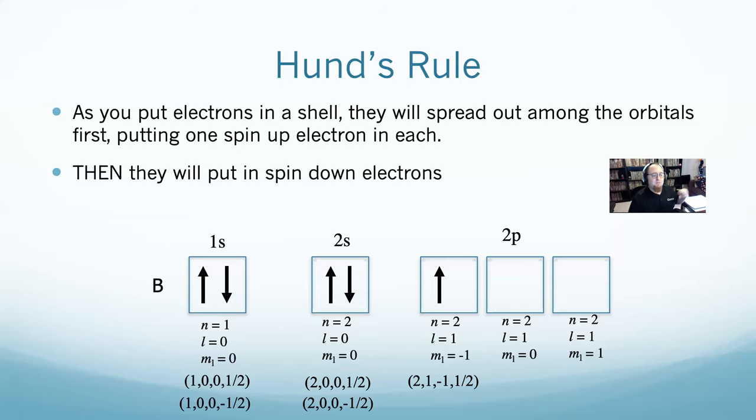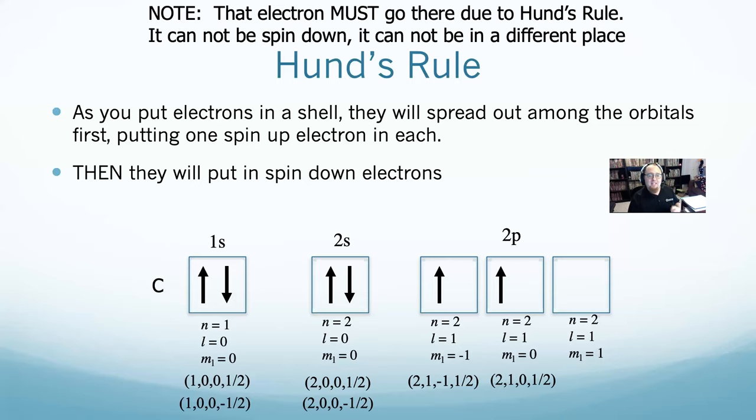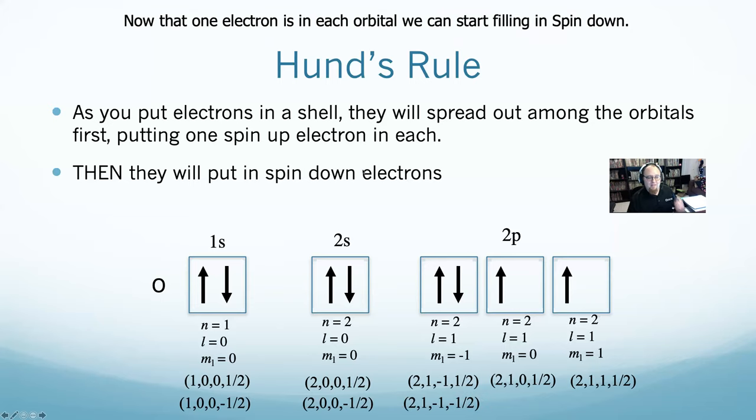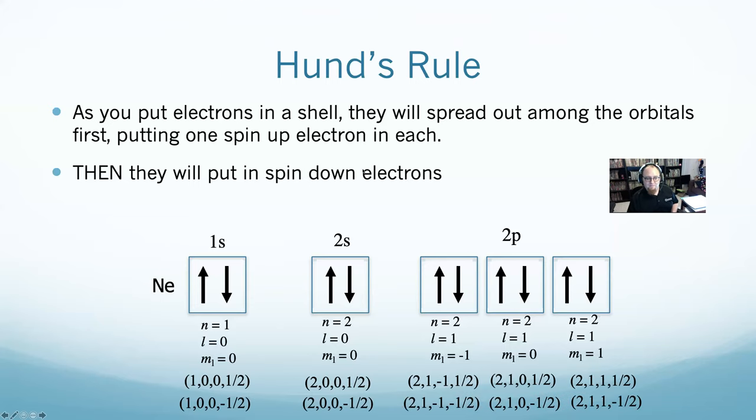The electrons will spread out as much as possible. That's the basis of Hund's rule. If the electron can spread out, it will. And they'll all go spin up and then go spin down. So if you have an electron in 2, 1, -1, 1/2, and you want to add another electron, it won't go to 2, 1, -1, -1/2. It'll go to 2, 1, 0, 1/2. Got another electron? Still wants to spread it out. Only when you have all the spin ups placed can added electrons go spin down.